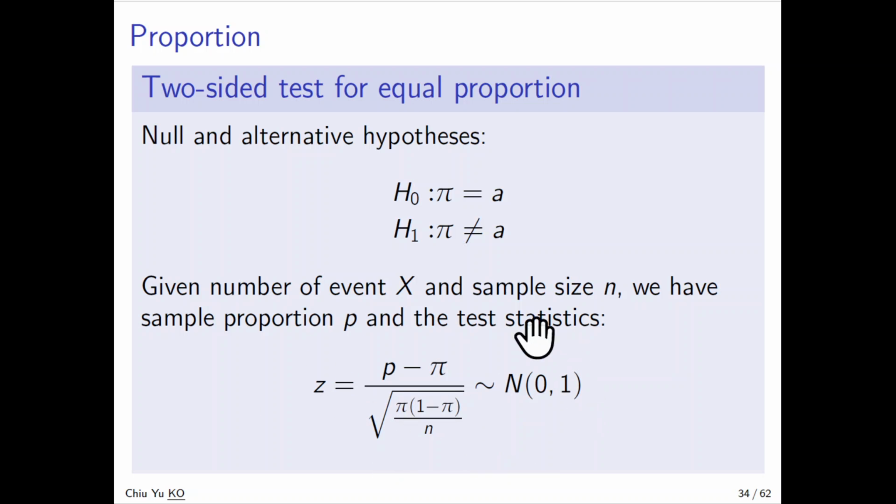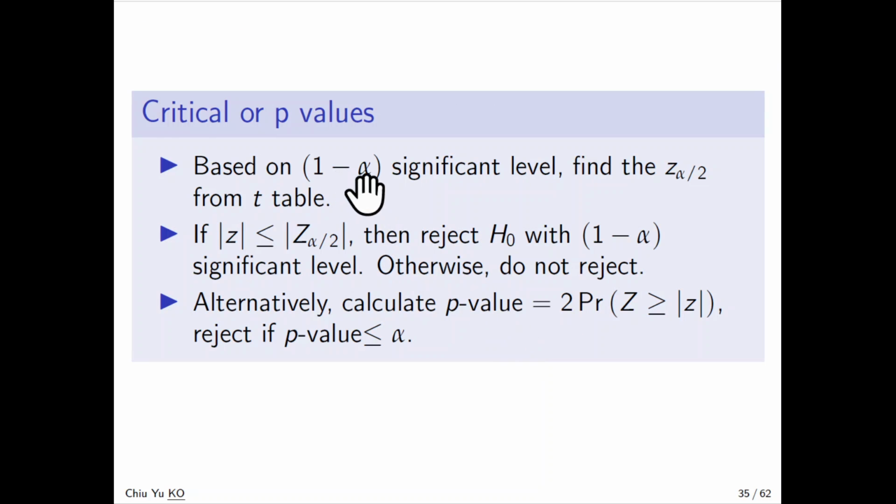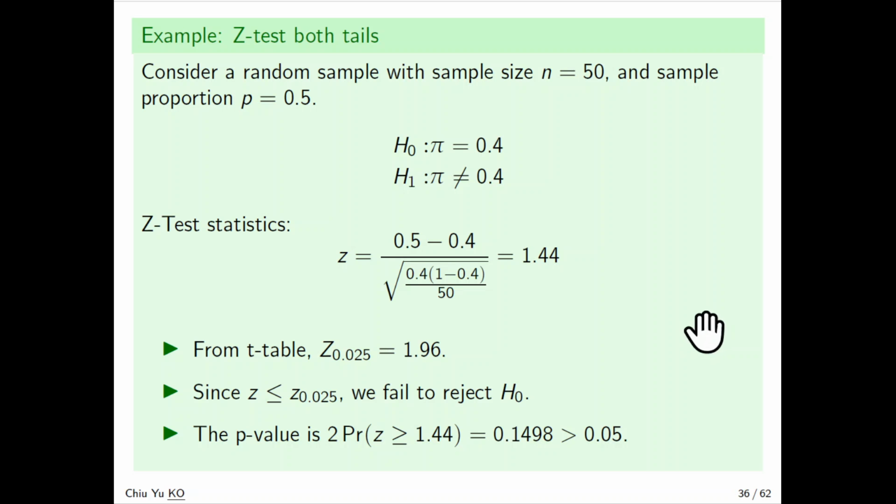So this is the result. What we do is look at two-sided, so look at alpha over 2. If the test statistic, small z, is bigger than the critical value, then you reject, and otherwise you don't. The p-value is 2 times the probability that the value is bigger than the test statistic. If that is smaller than alpha, then you reject.